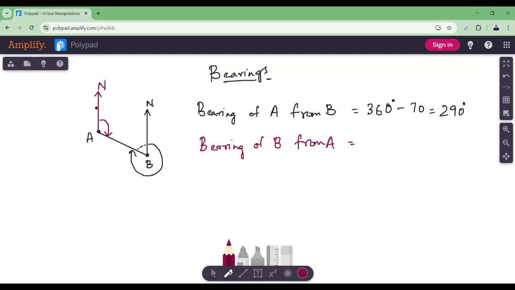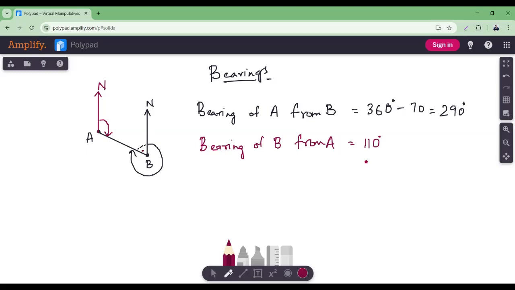If you see, this north and this north are parallel. So this angle and this angle are going to be co-interior angles. If you have learned already about parallel lines, you will know about that. Otherwise, you can just take a protractor and measure this angle, and you will get to know that it is going to be 110 degrees. This is what bearings are.